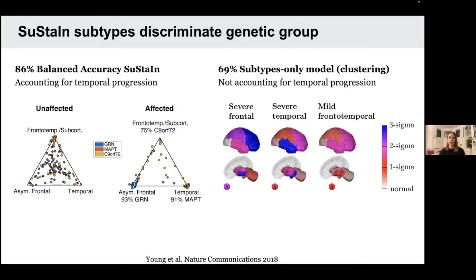We also tested whether the SUSTAIN subtypes would be useful to discriminate the genetic groups. And we found that the SUSTAIN subtypes could discriminate the genetic groups with a balanced accuracy of 86%. We then compared this to using clustering by itself without accounting for disease progression, and we found that the balanced accuracy was only 69%. What you can see in the diagram is that the problem is that it conflates the stage severity with the subtype. So you have a severe frontal subtype, a severe temporal subtype, but then you also have this mild frontotemporal subtype, which could be an early stage of either. So what this demonstrated was that there can be a clear benefit to modeling the temporal progression as well as the subtypes.